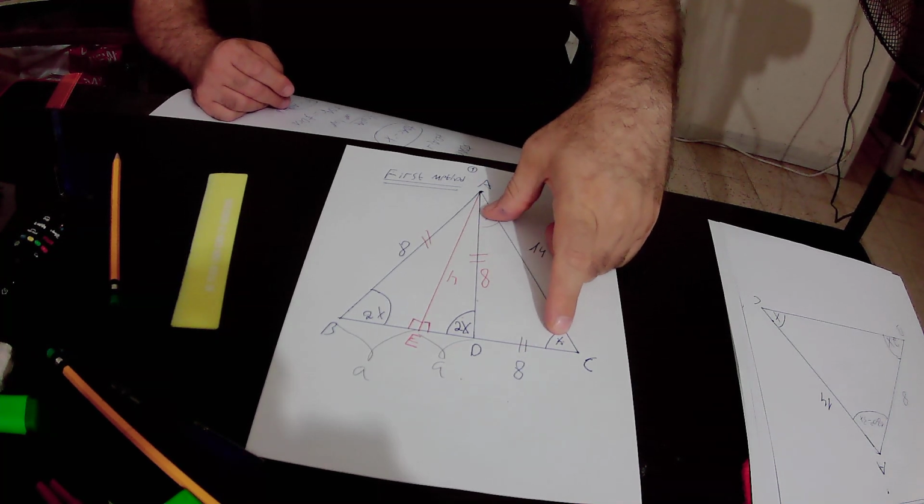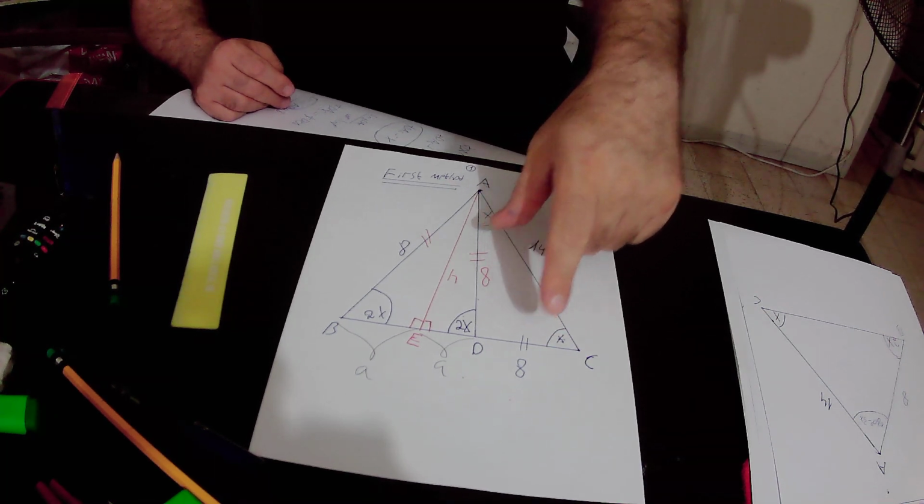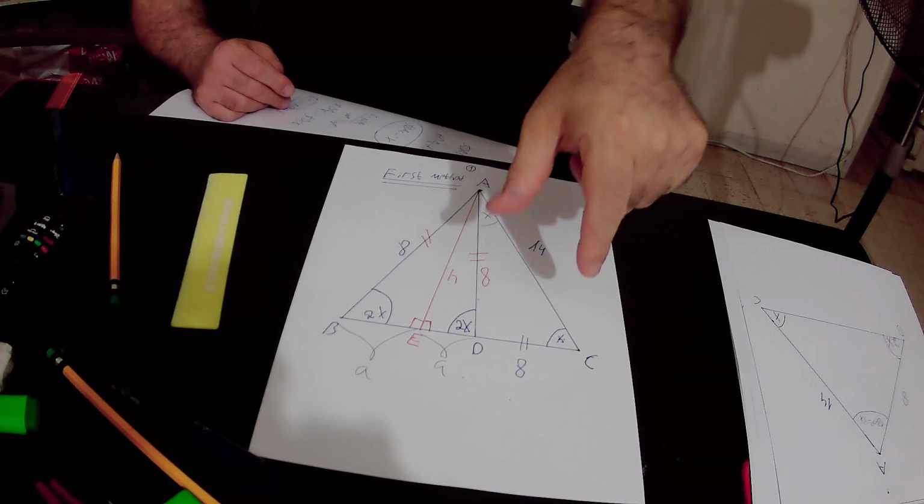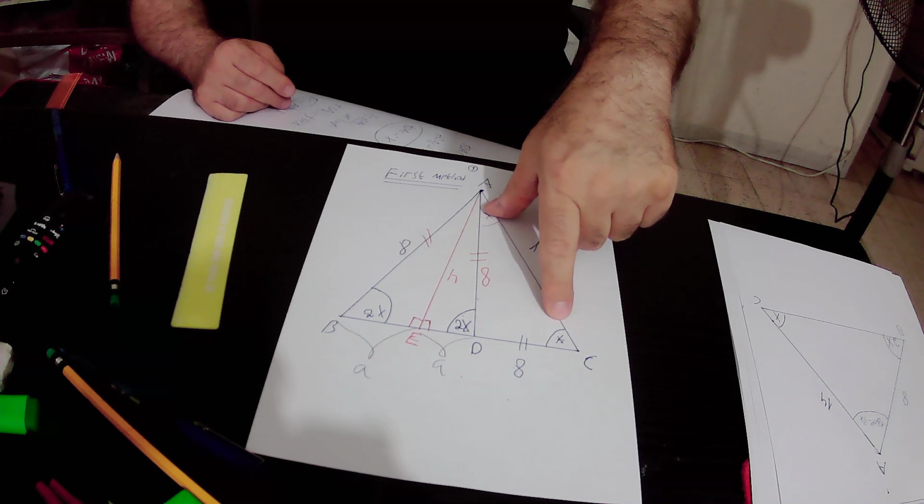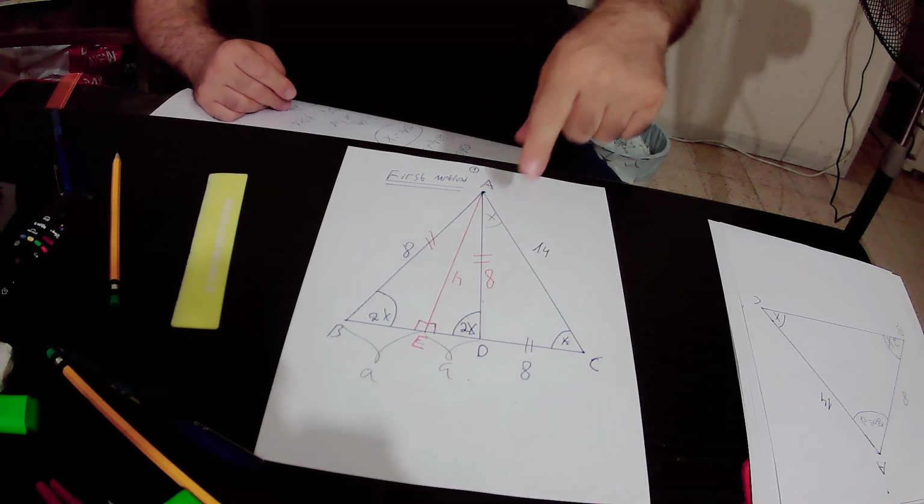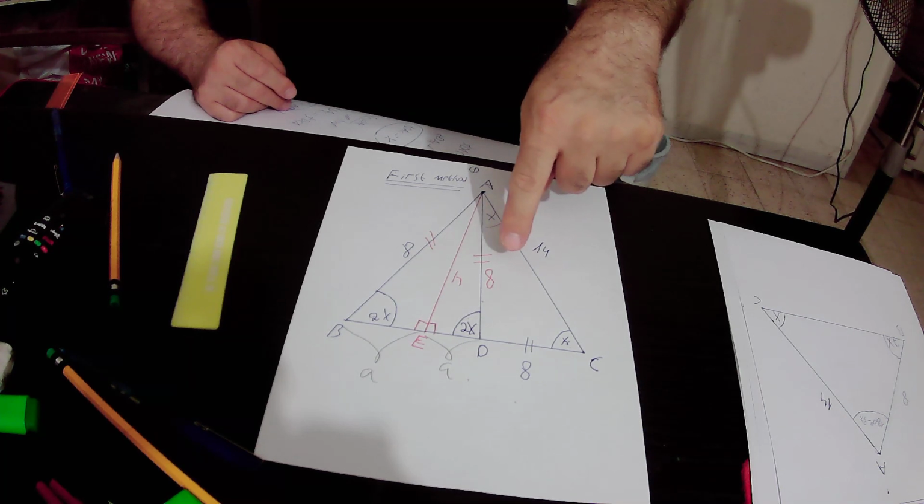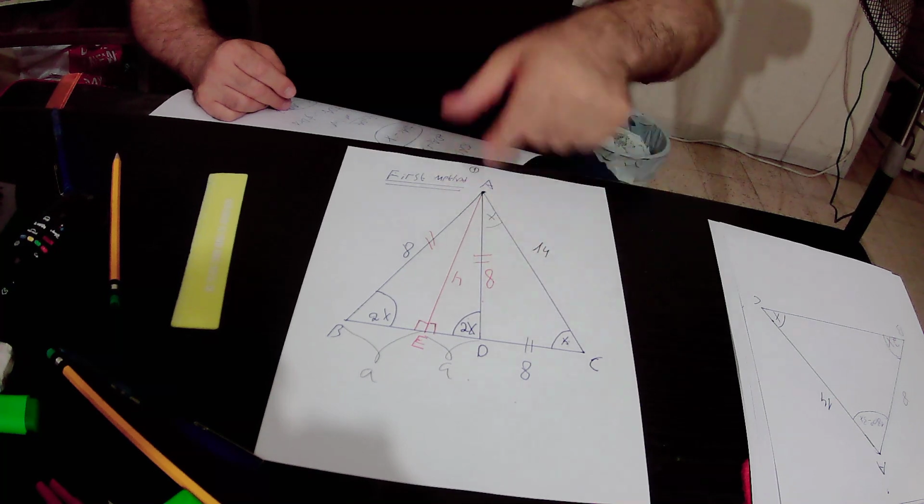If we have two angles that are equal to each other, then in front of those two angles we also have equal sides. So AD must be equal to DC because those two angles are equal to each other. But we know that AD equals 8 units, so DC, which equals AD, must also be equal to 8 units.